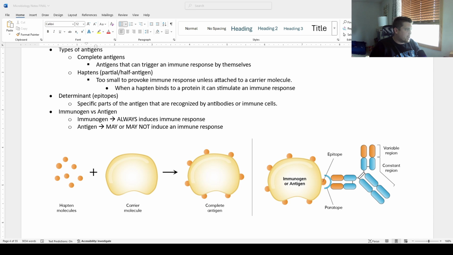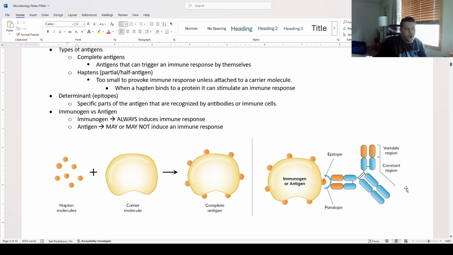So we want to recognize what a hapten is, what a complete antigen is, by definition, to answer any questions about those specifically. A determinant, also known as an epitope, these are specific parts of the antigen that are recognized by the antibodies or our immune cell. So right here, this is going to be our antibody.